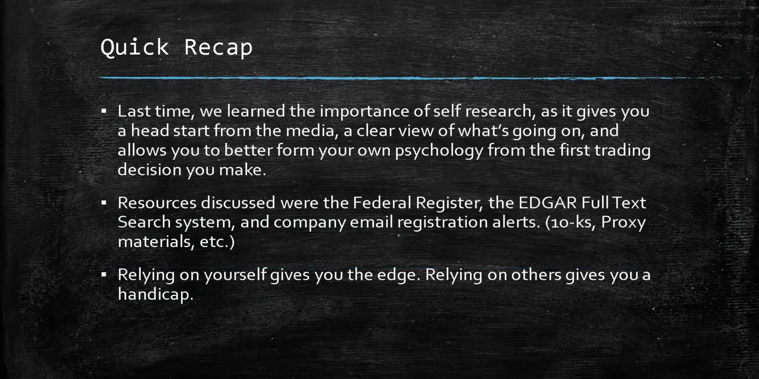So a quick recap: last time we learned the importance of self-research as it gives you a head start from the media, a clear view of what's going on, and allows you to better form your own psychology from the first trading decision that you make. Resources discussed were the Federal Register, the EDGAR full text search system, and the company email registration alerts that you can sign up for, 10Ks, proxy statements, etc. I will go ahead and put a card up above. If you haven't seen that one yet, you can go ahead and catch up before moving on to this one.